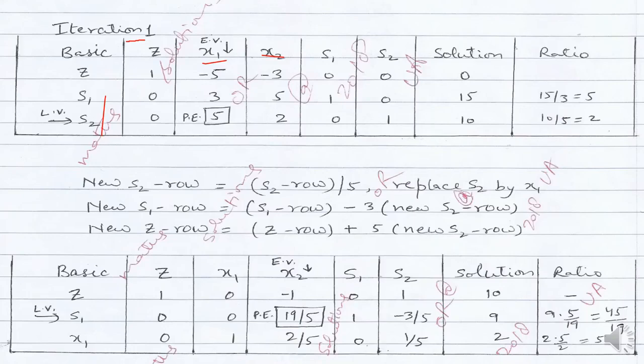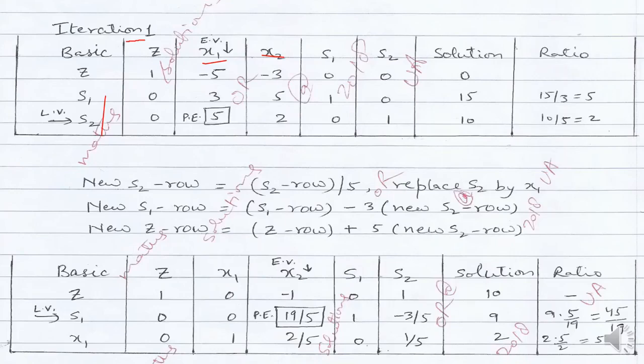The s1 row shows the first constraint in which slack variable s1 comes into the picture, and we have written the coefficients of z, x1, x2, s1 and s2, which are 0, 3, 5, 1, 0 respectively. Similarly, we have written the s2 row with the coefficients of the second constraint, where slack variable s2 comes into the picture. So we got this first table, the starting table, which we call iteration 1.